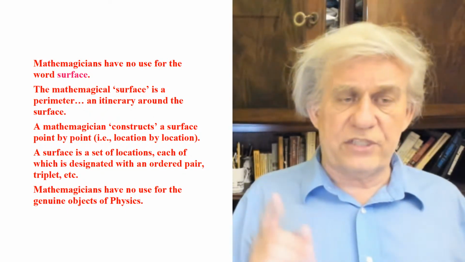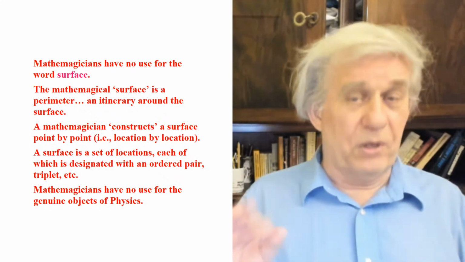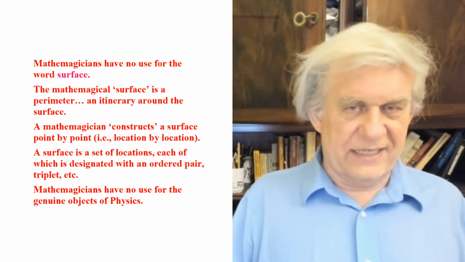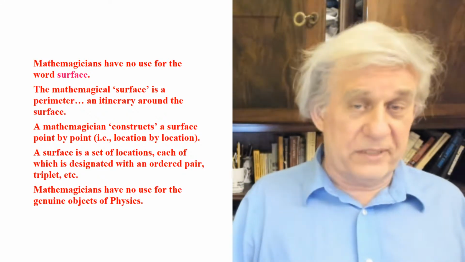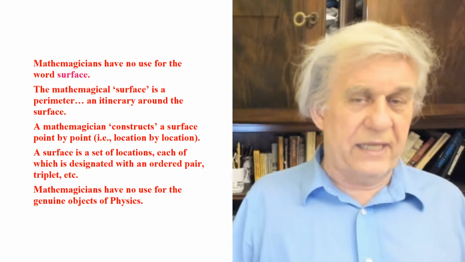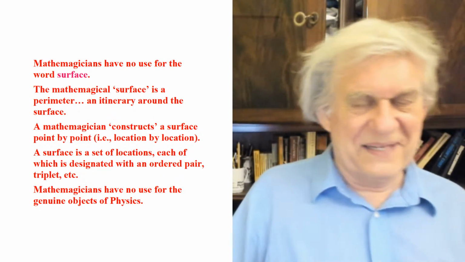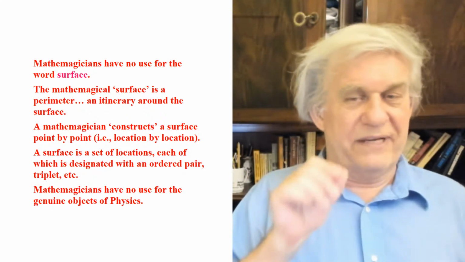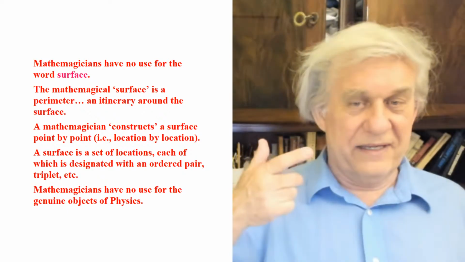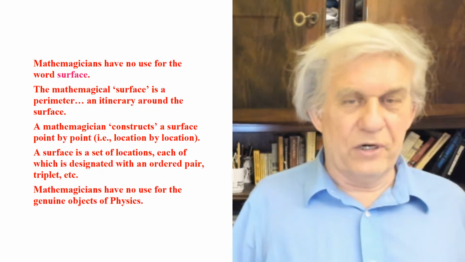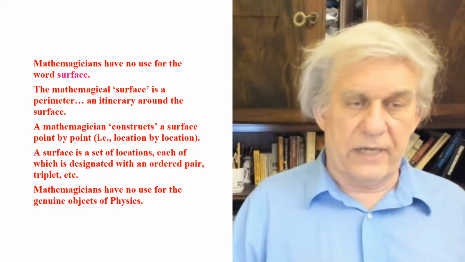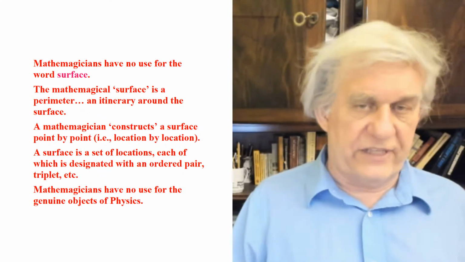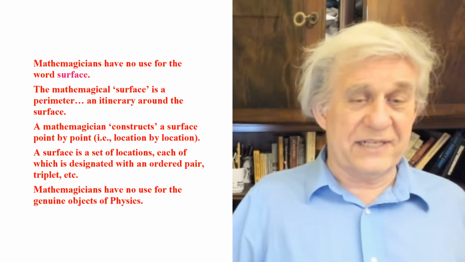A mathematician constructs a surface point by point. Okay, meaning location by location. Point is not the dot. It's a location. The dot is only a pictorial representation of location, and what they do is construct location by location. They call those locations points to confuse you completely, and they put a dot to confuse you even further. Because you're looking at the dot that he put on the board. That's not the point. The point is what he's saying, and what he's saying is location. An ordered pair or whatever. Surface is a set of locations, each of which is designated as an ordered pair, triplet, or whatever. Mathematicians have no use for the genuine objects of physics. That's why they had to create the mathematical object, whatever that nonsense is.